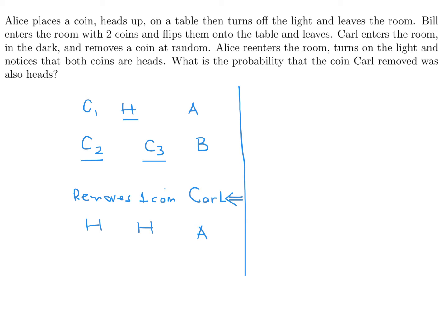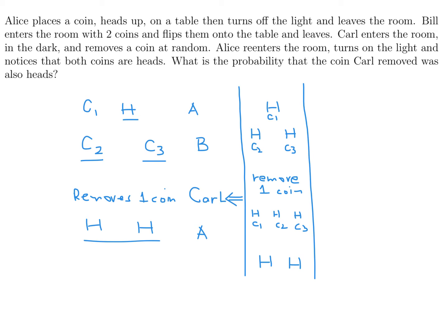Okay. So we've got, I think, 3 scenarios. The first scenario is when all of C1, C2, C3 were heads. Then how many ways can we remove one coin, which is basically what Carl does? Well, there's 3 ways, right? You can remove C1, you can remove C2, or you can remove C3. And regardless of which one, in the end, you're going to have 2 H's, which is what you want. So that's scenario number 1.